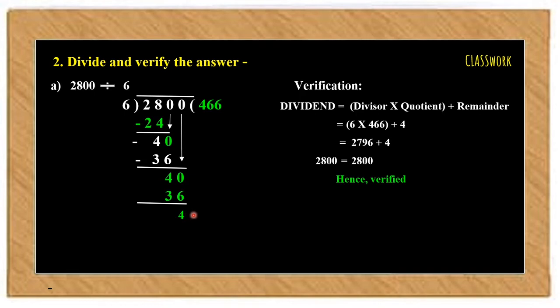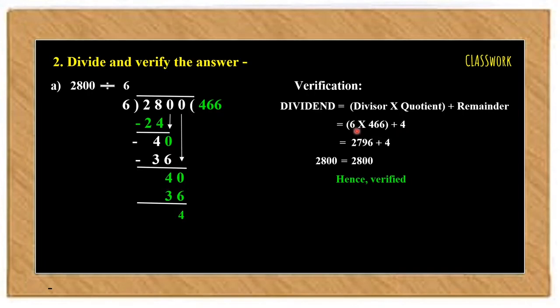What is important here, children, is to remember the formula of verification. I am sure by now you would have learned it by heart. It is dividend is equal to divisor multiplied by the quotient plus the remainder. Now simply we will have to put in the values from our long division and know if what we have done is correct or not.